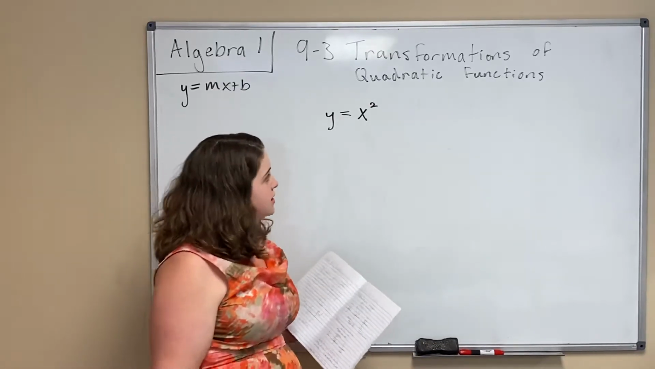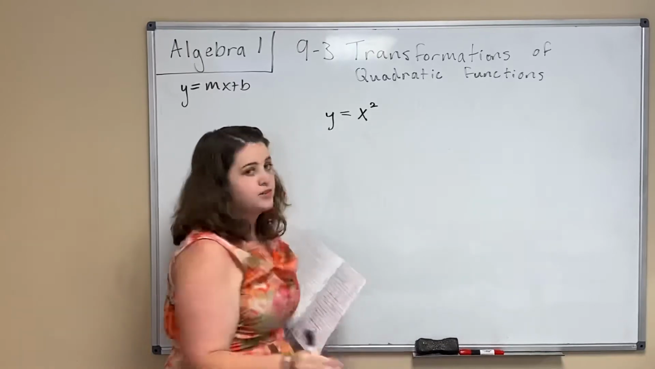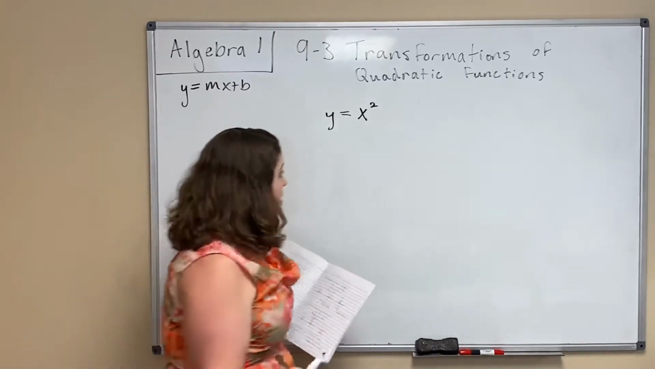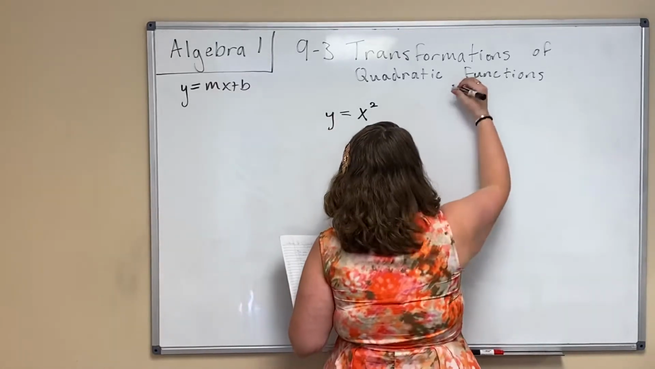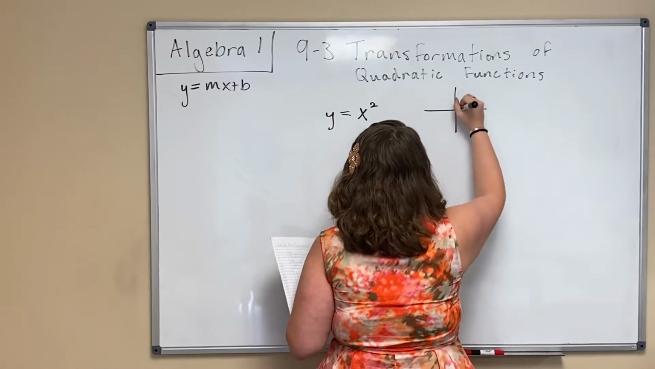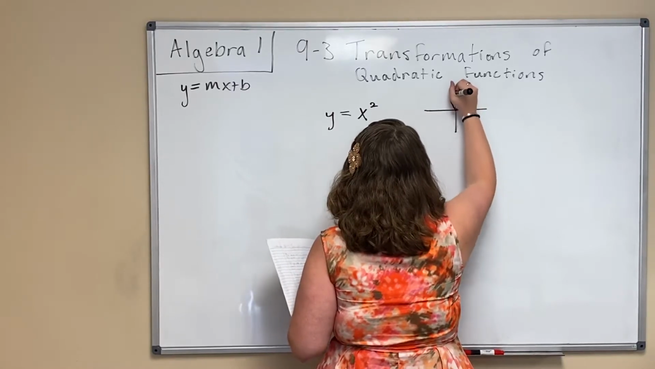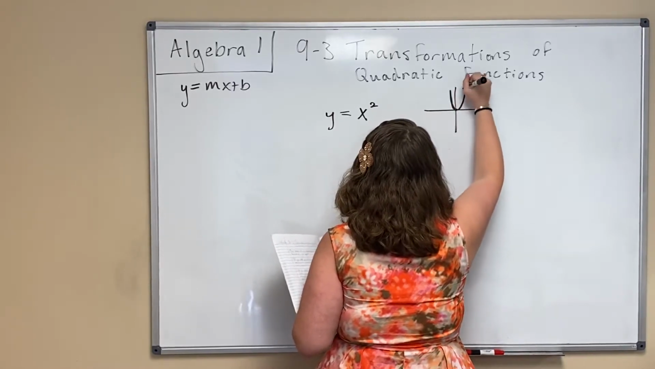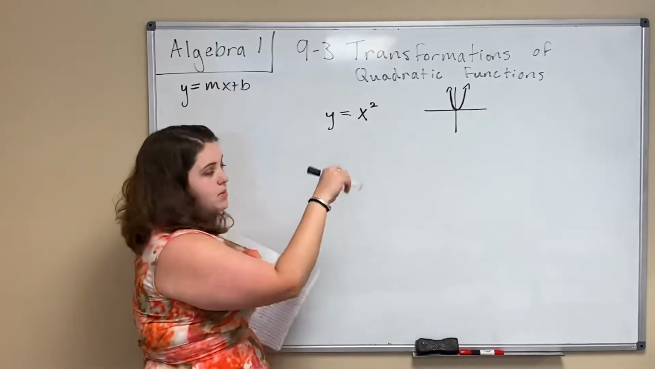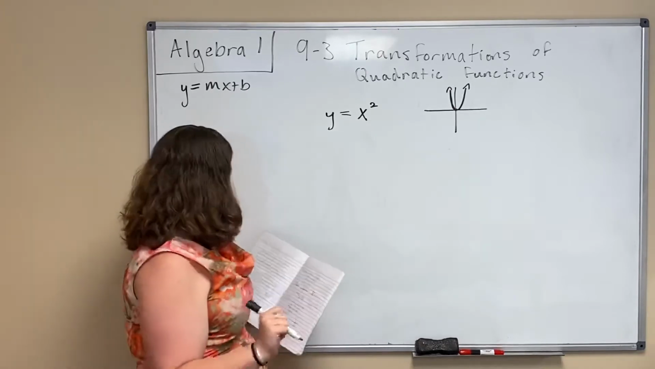What we're talking about today is how adding different things to that x squared changes where the graph is going to be. So if we had just y equals x squared, when I graph that, it's going to look something like this, right? My vertex at 0, coming up on both sides, pretty easy.